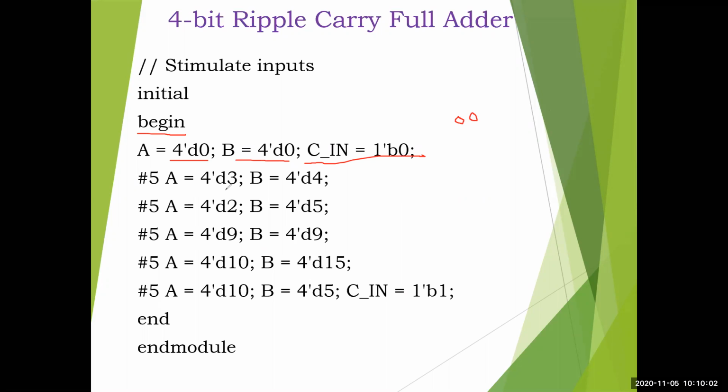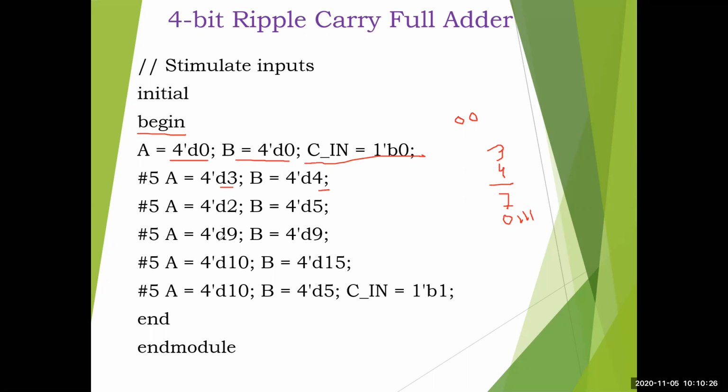Next, I am giving the decimal values 3 and 4. 3 plus 4 is 7 in decimal. Similarly in binary, what is 7? 0 1 1 1. Cout is 0. There is no carry out from this addition, right? Cout is 0. Then A is 2, B is 5. Again 2 plus 5 is 7, same output.